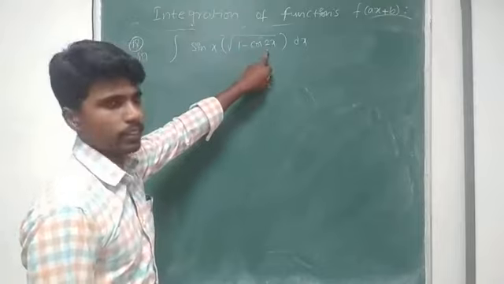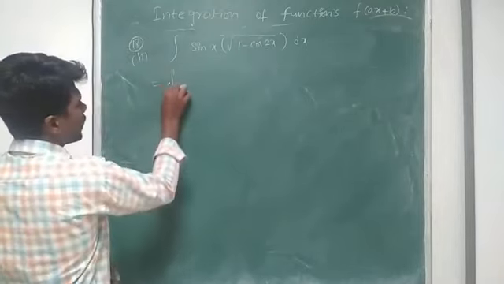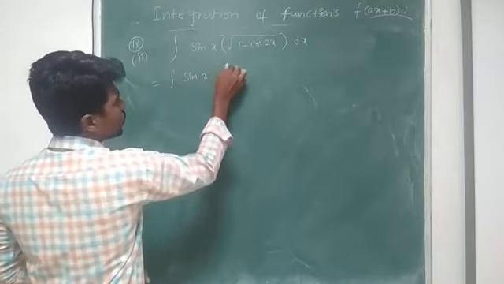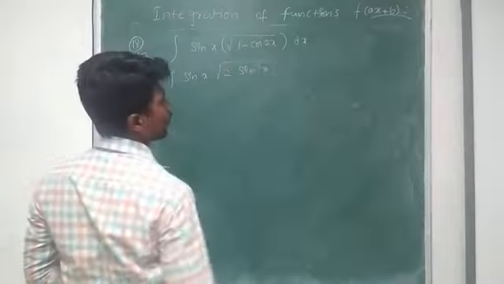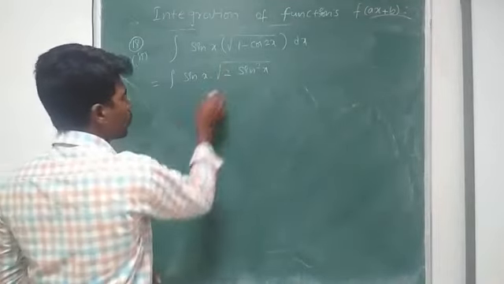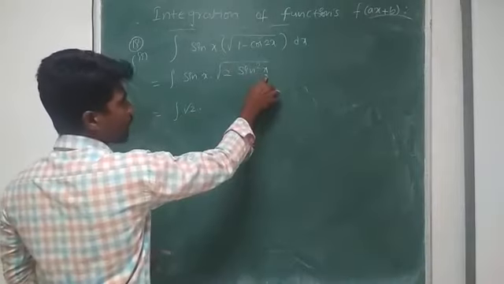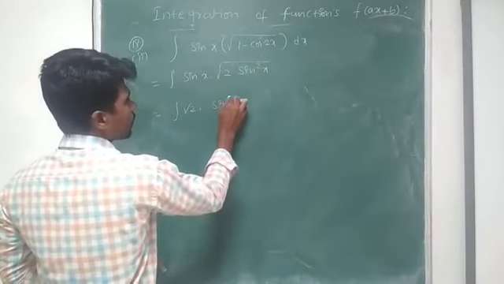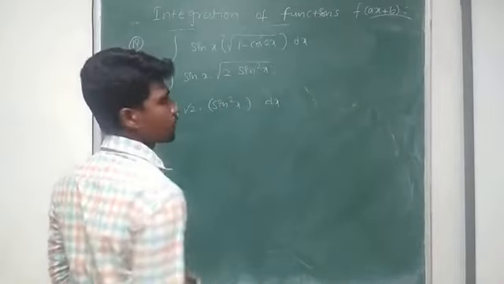1 minus cos 2x can be written as 2 sin square x. So I get integral sin x into root of 2 sine square x, so I get root 2. So integral root 2 into sine x into sine square x dx.